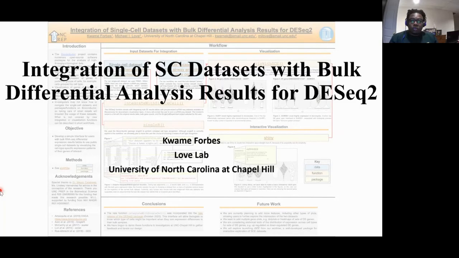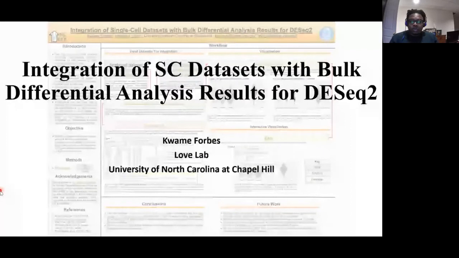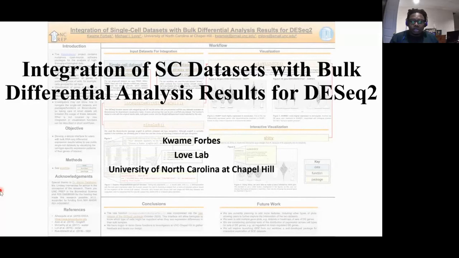With these new functions, we hope to help biologists analyze and interpret their bulk datasets with the integration of a single-cell dataset. This would allow biologists to know which cell types may be of importance when they see differences in RNA in their samples. With this in mind, we are in the process of developing a simple interface that will allow users with bulk RNA-seq differential expression results to use publicly available single-cell datasets by visualizing the cell type-specific expression patterns of their genes of interest.